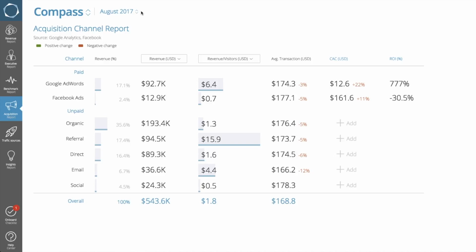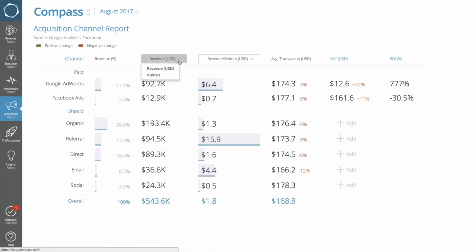The acquisition report enables you to compare how well your acquisition channels are performing, both in terms of volume and quality. By clicking here, you can access different time periods, and you can see that Google AdWords attributed for 17% of their revenue. You can see that's $92,000 for the month of August. And you can see that their average transaction went down 3%, while customer acquisition cost went up 22% compared to the last month. Their ROI was 777%, a highly profitable channel. On the other hand, Facebook ads performed dismally at negative 30% ROI.